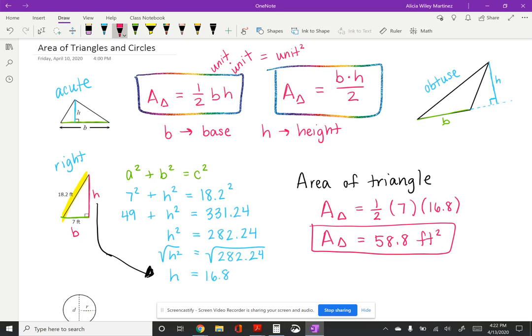You can watch how you find the area of a circle in a second video, so that this one doesn't take too long for you to watch.